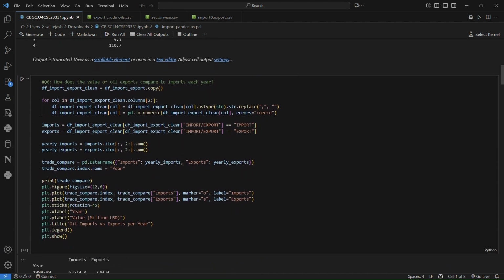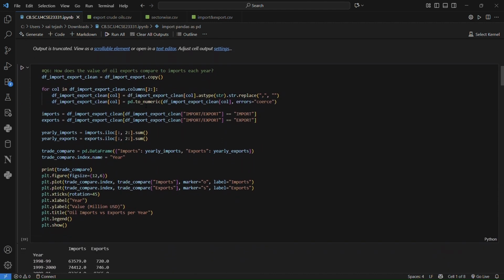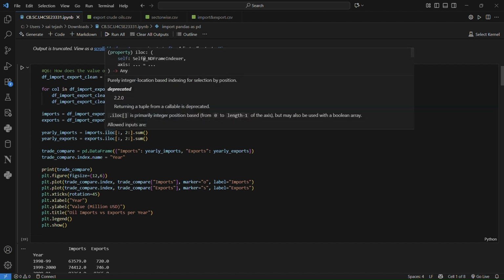Sixth question is, how does the value of oil exports compare to imports each year? To achieve this, I first cleaned the import and export data by removing commas and converting all the values into numeric data. This is important because without cleaning, operations like summing up values wouldn't work properly. The cleaned data allowed me to perform calculations on the values. And then I separated the data for imports and exports and calculated the yearly totals for each.